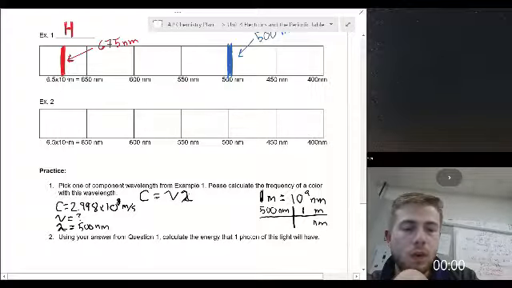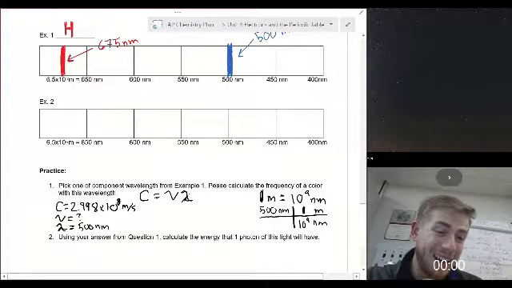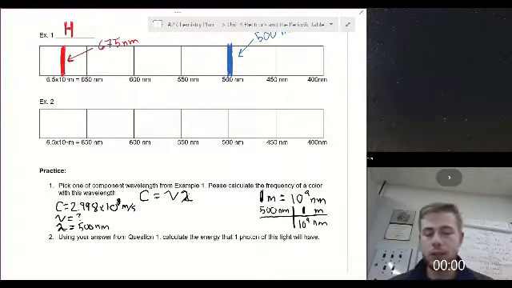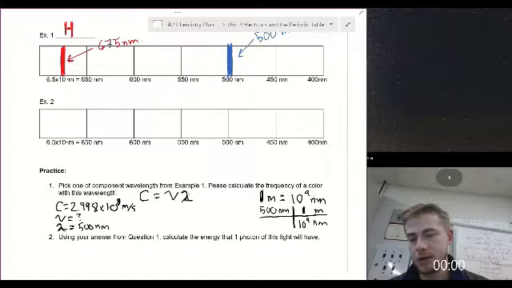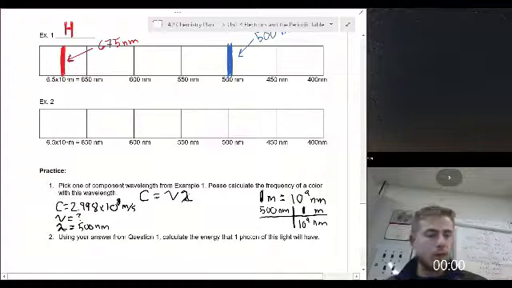And for every 1 meter, there is 10 to the 9th nanometers, and so I would divide by 10 to the 9th. So I'll use my calculator. 500 divided by, don't forget your parentheses, 10 to the 9th. I get a very small number.